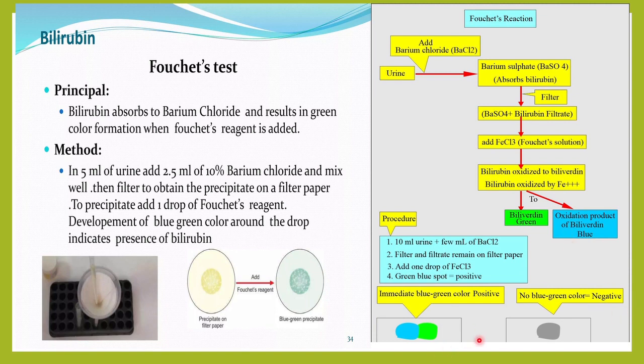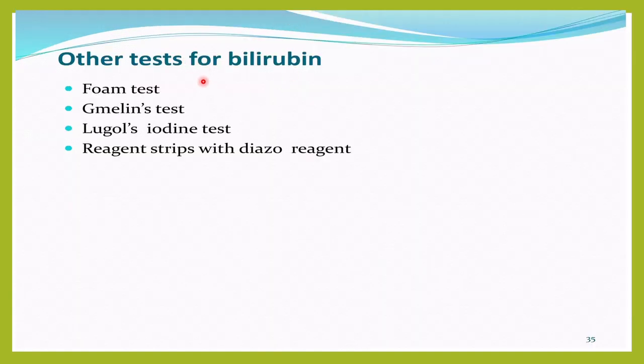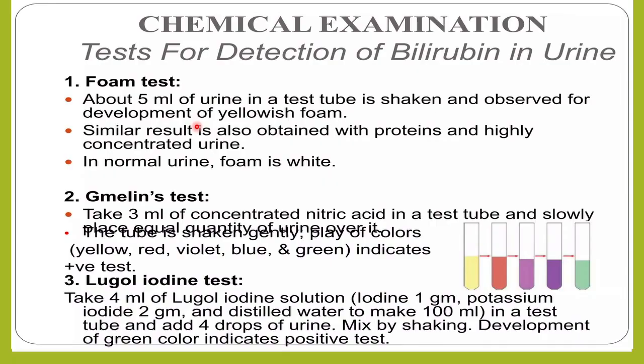So you will get an immediate blue-green color which is considered positive, and if there is no bluish-green color, that is considered negative. So this is the Fouchet's test. There are other types of tests also for bilirubin. You have the foam test, you have Lugol's iodine test, etc.